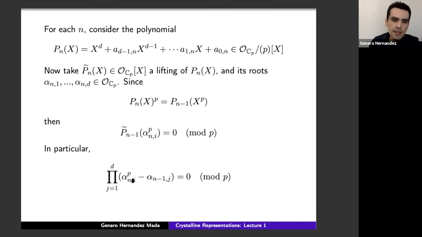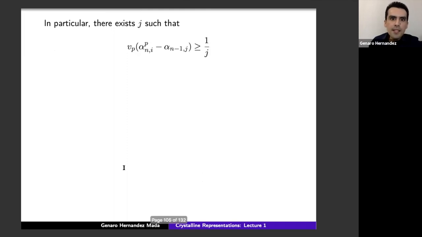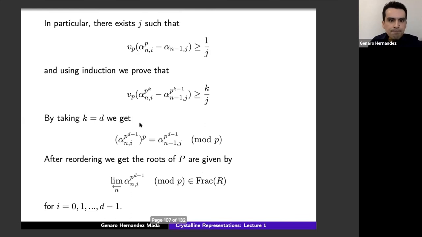Because this is the polynomial P_{n-1}, this one with this thing here, factorized, right? So I'm evaluating this, and this is 0 modulo p. That means that the valuation of this is positive. And so we get that there exists a j such that the valuation of that thing is larger or equal than this. And then we can use induction to prove this more generally. And then we take the special value k equal d.